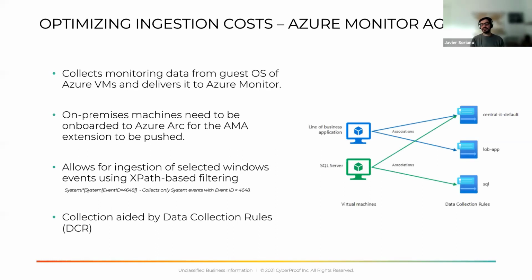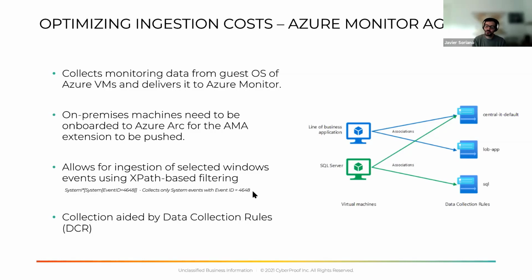So the Azure Monitor Agent is a very important new addition to the family of agents at Microsoft. It allows us to monitor Azure VMs, but also on-premises VMs, as long as they are onboarded into Azure Arc. Azure Arc, if you don't know, is the management plane extension that lets you onboard machines coming from your on-prem or other clouds. This new agent gives us the ability to filter based on XPath queries. XPath queries are basically the ability to tell the agent specifically what it needs to collect. For example, in this case, we're asking the agent to just collect Windows event ID 4648.